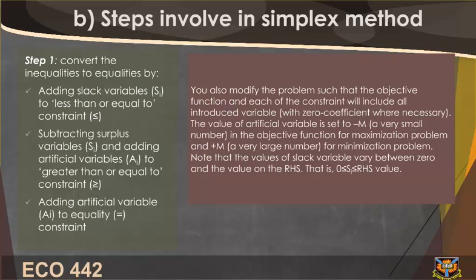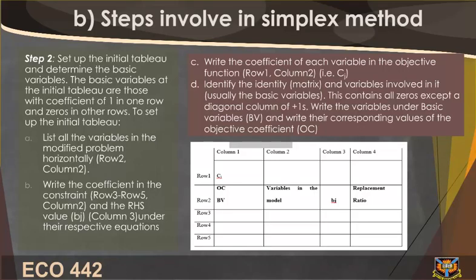The value of the artificial variable is set to -M, a very large negative number, in the objective function for a maximization problem, and +M, a very large number, for a minimization problem. Note that the values of slack variables vary between 0 and the value on the RHS, that is, 0 less than Si less than RHS value.